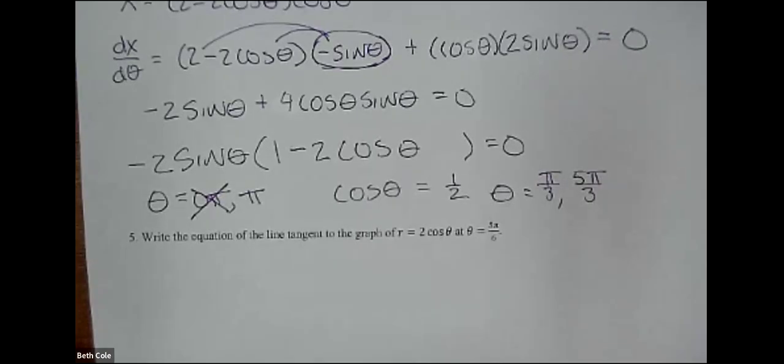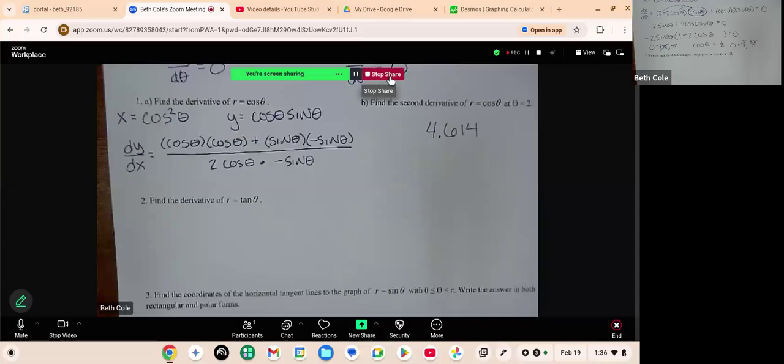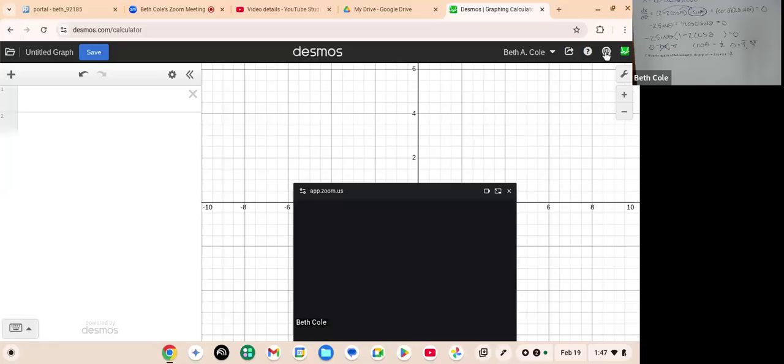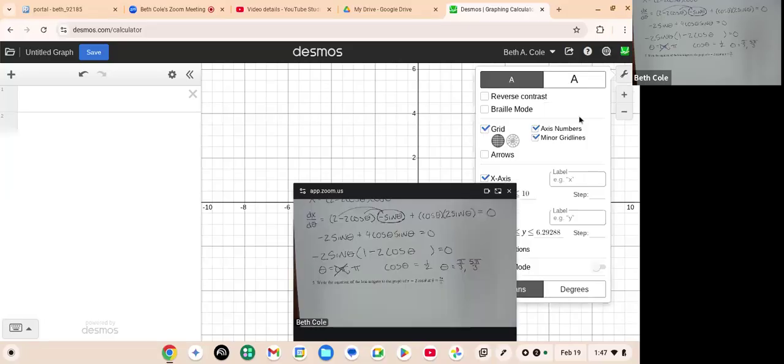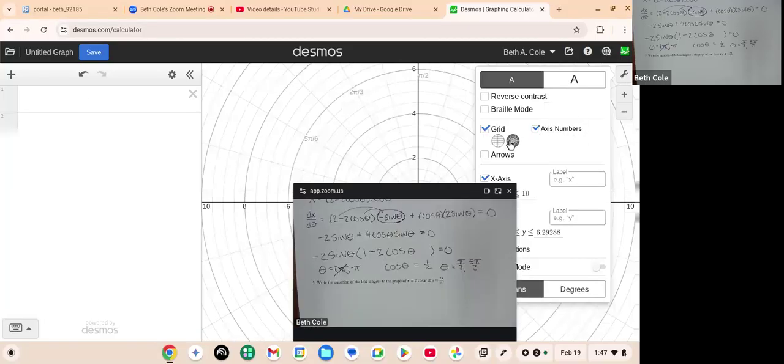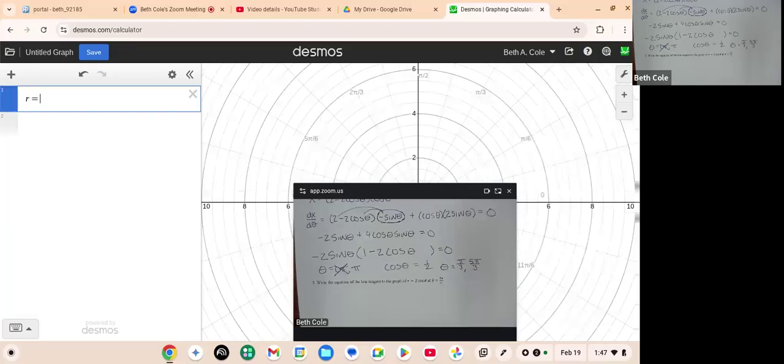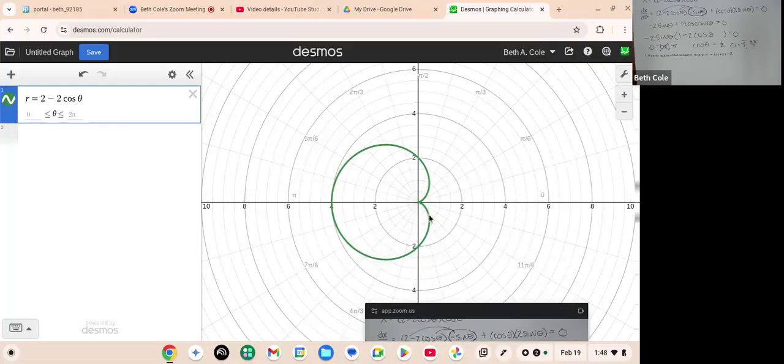Do you remember how to type in things in Polar? Did we go over that? Yeah. So let me see. Oh, let me get rid of that mess. I'm going to come over here to my grid. Oh, not that. I don't want to change the language. I'm going to change it to Polar, and I'm going to put R equals, what was R? 2 minus 2 cosine theta. So this is what it looks like. What was the question asking us for in the first place, like way back when?